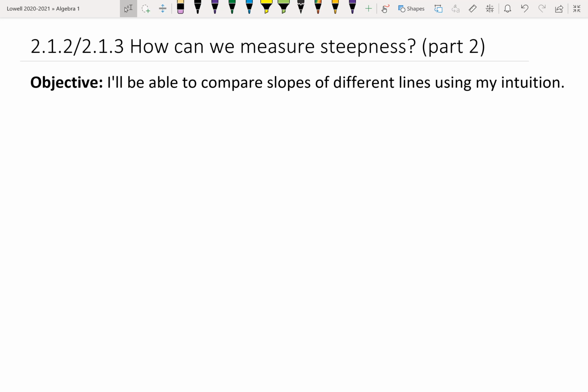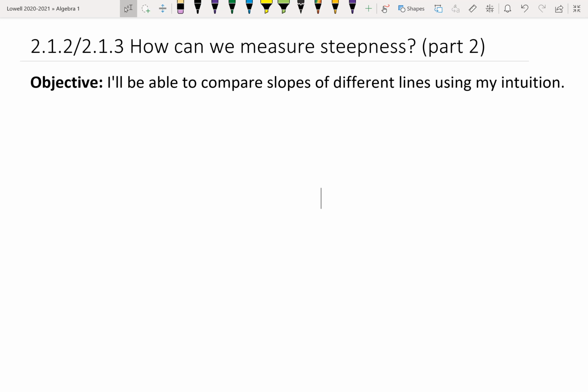Welcome back, folks. So we're going to take a look at our second half of measuring steepness, or quantifying steepness. And in the next couple of videos here, the second day, we're going to talk about how we can compare the slopes of different lines using our intuition.